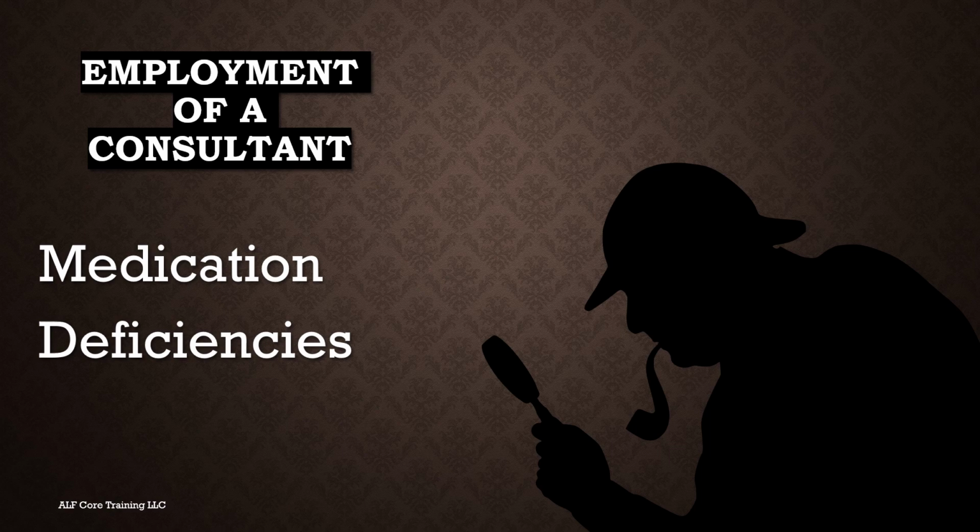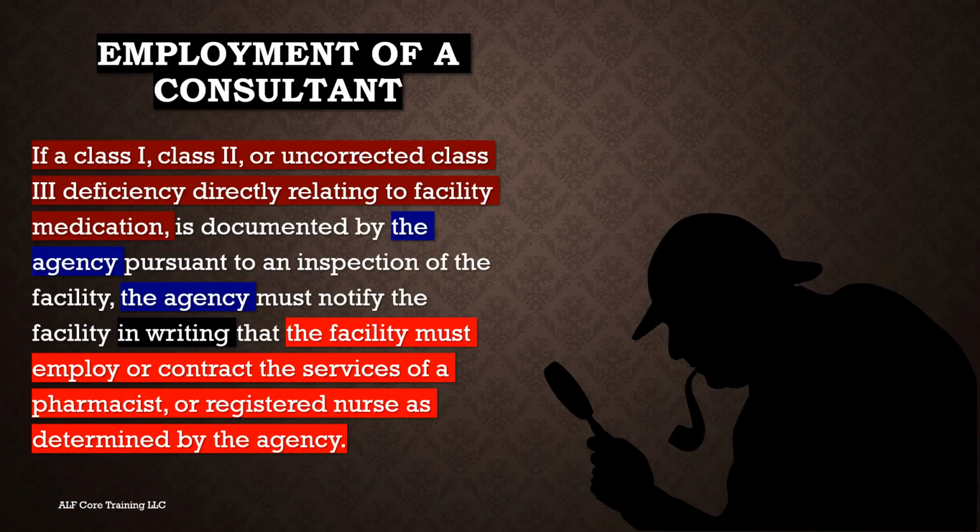Employment of a consultant: medication deficiencies. If a Class 1, Class 2, or uncorrected Class 3 deficiency directly relating to facility medication is documented by the agency pursuant to an inspection of the facility, the agency must notify the facility in writing that the facility must employ or contract the services of a pharmacist or registered nurse as determined by the agency.